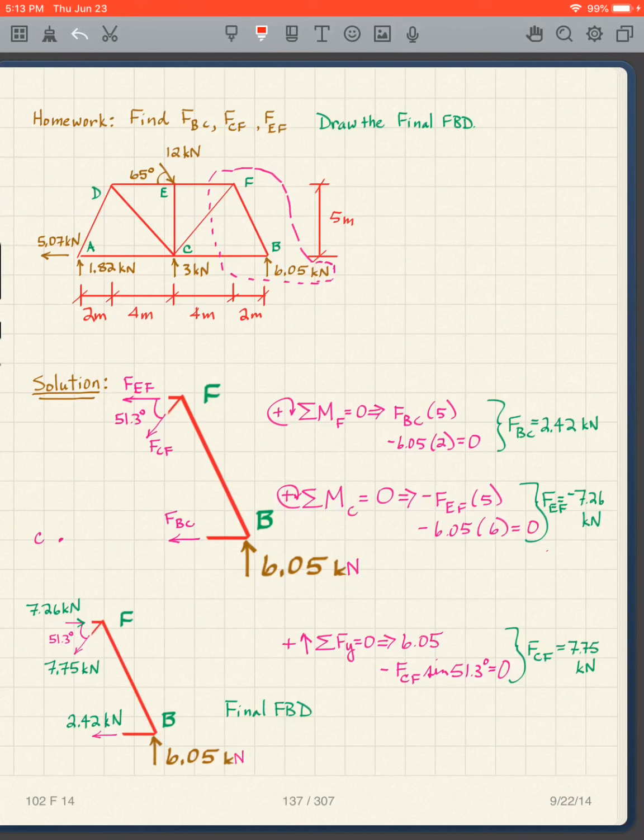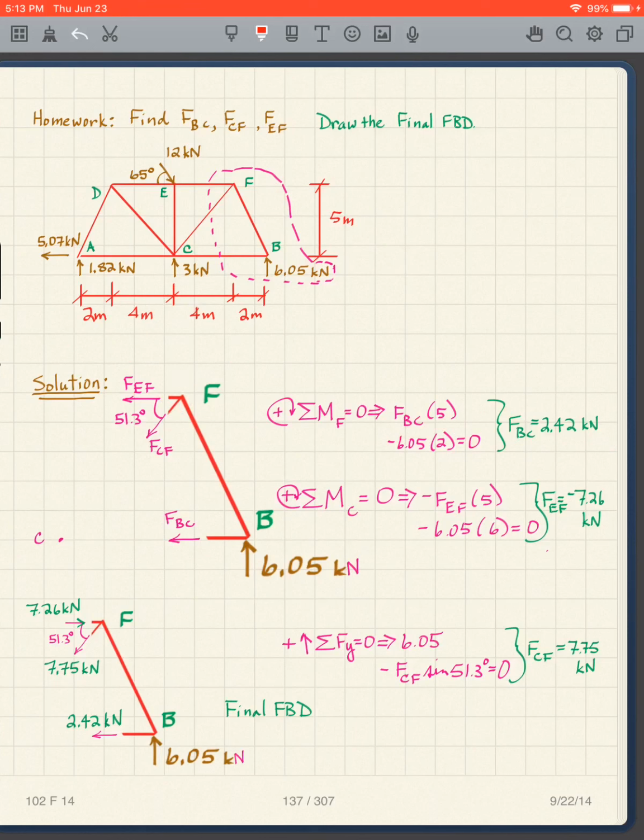And so I'm going to get FBC times 5 clockwise, 6.05 times 2 counterclockwise, negative. That gives me FBC.